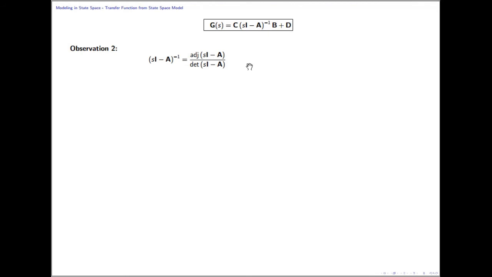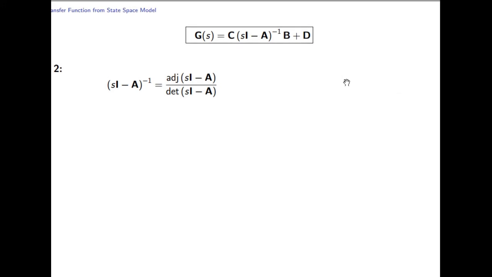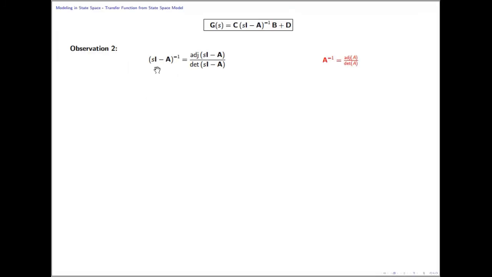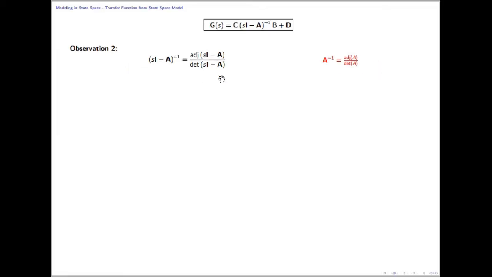See, for any matrix A, inverse of A is nothing but adjoint of A divided by the determinant of A. So this is how we define the inverse of any matrix. So the inverse of SI minus A is nothing but the adjoint of SI minus A divided by the determinant of SI minus A. Okay. So that is how we define the inverse of a matrix.